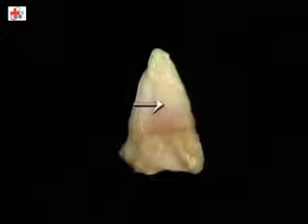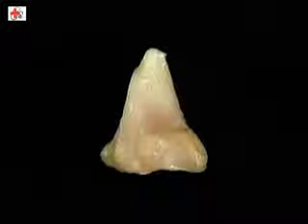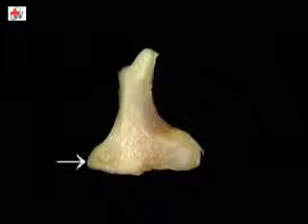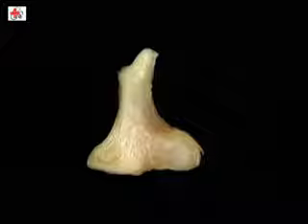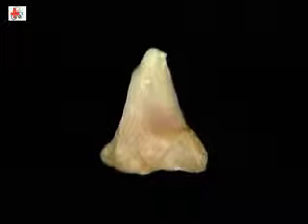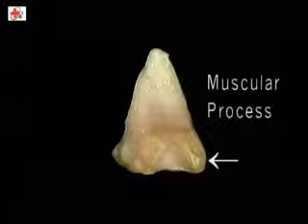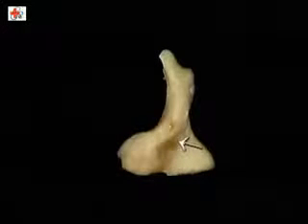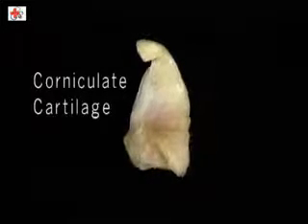Here's the right arytenoid cartilage, seen from behind. This tall upward projection is the colliculus. This pointed forward projection is the vocal process. The vocal ligament is attached here. On the underside, this inward-facing articular surface articulates with the cricoid cartilage. Next to the articular surface, this projection on the lateral aspect is the muscular process. Muscles are attached to the muscular process, and also to the lateral border, and to this broad convex surface, which faces forwards. The top of the colliculus is prolonged by this tiny corniculate cartilage, which faces backwards.